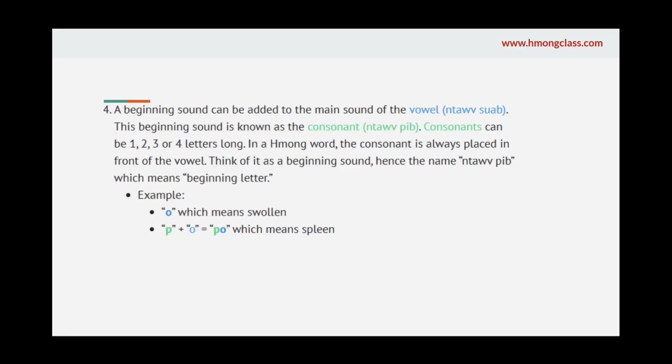Think of it as a beginning sound to the main sound of the vowel, hence the name bi, which means beginning letter. Okay? So in our example of aw, English O, which means swollen, if we add the consonant ba or p to the aw, we get the word ba, which means spleen. So here we're adding an additional sound to the vowel sound of O to get a new word meaning ba or spleen. Okay?